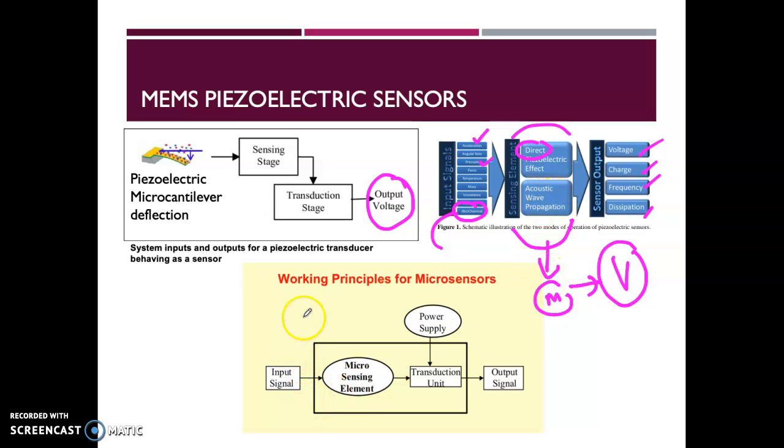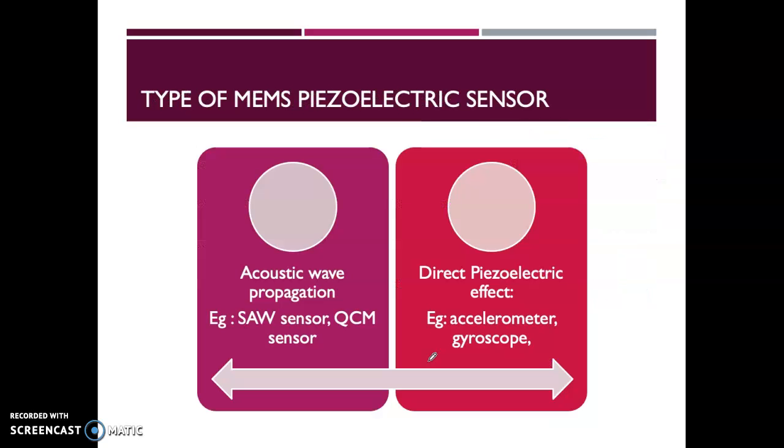Okay, so how the microsensors work: you have an input signal, and the output will be in terms of voltage, charge or frequency. Inside your sensing element you also have the power supply and signal processing. Okay, so there are two types of sensor. The first one is acoustic wave, another one is direct. So what are the differences between these two?